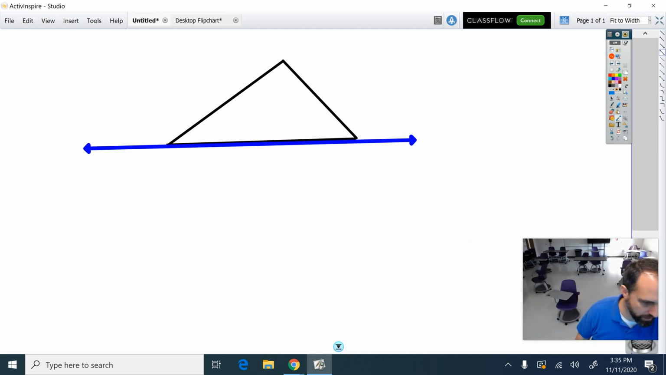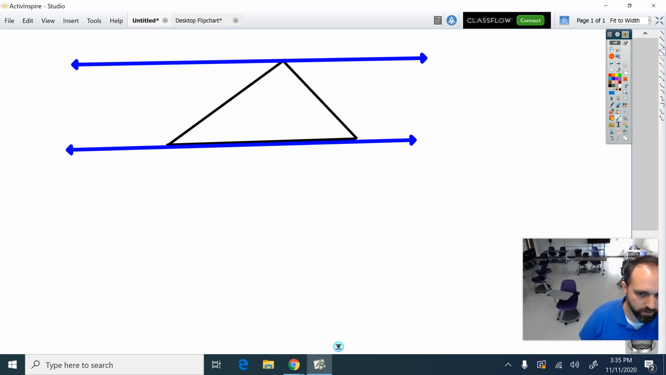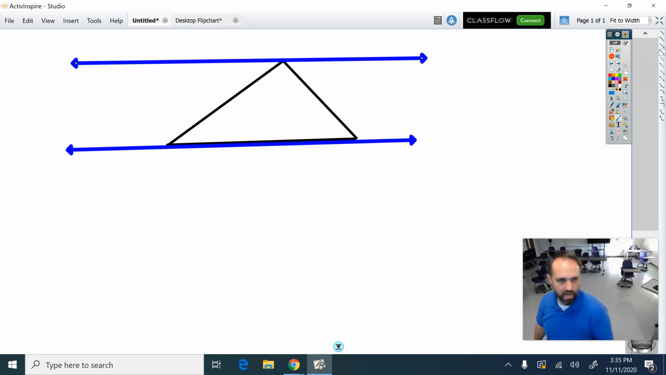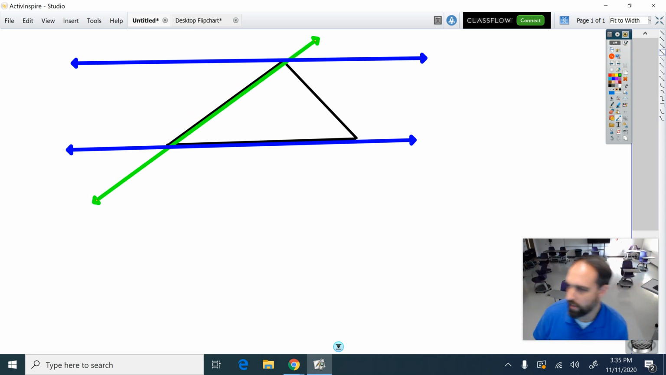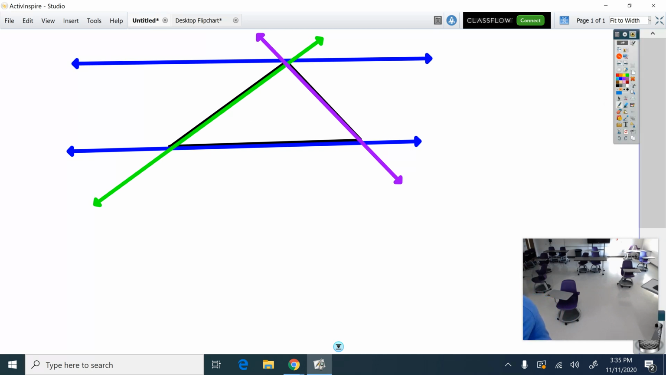So here's a line. Here's a line. Let's pretend I did a really good job of making those parallel. And then I've got this transversal here, and I've got this transversal here. Let's just pretend I did a really good job of drawing all those. You've got this angle measurement here, this angle measurement here.